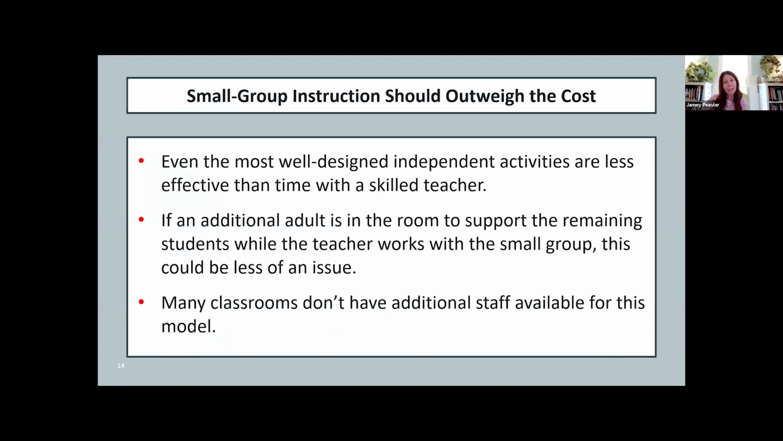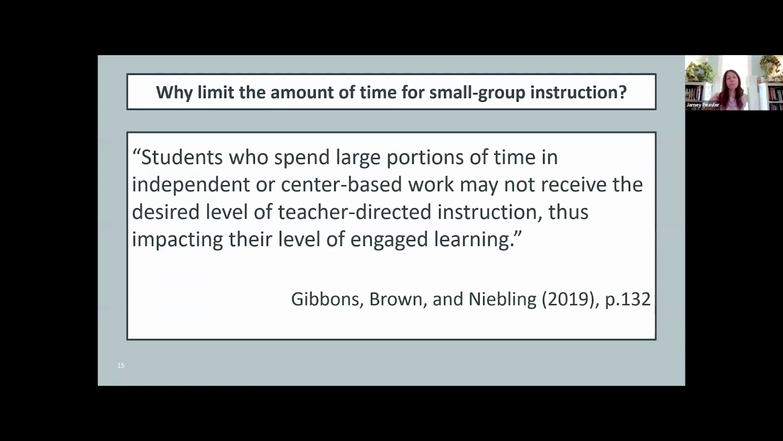The challenge is not everyone has that resource available to have another adult in their classroom. So if that's the case, again, we just want to make sure that we are really concentrating that small group time down to a 20, 30-minute block of time if possible.